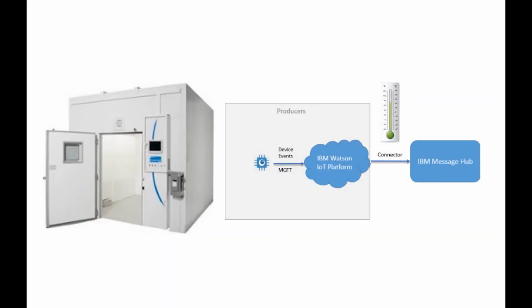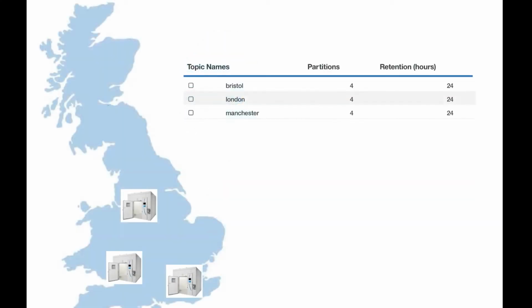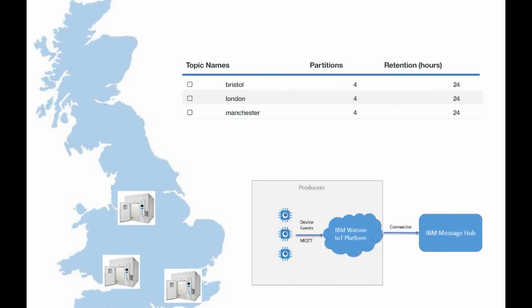Let's go through a scenario which uses the Kafka nodes. A temperature-controlled room is monitored using temperature readings that are sent to a topic on IBM Message Hub using the IBM Watson Internet of Things platform. There are 3 temperature-controlled rooms in the cities of London, Manchester, and Bristol. 3 topics have been defined in IBM Message Hub for each city. Each room has a device emitting events which are published to a topic for that city.